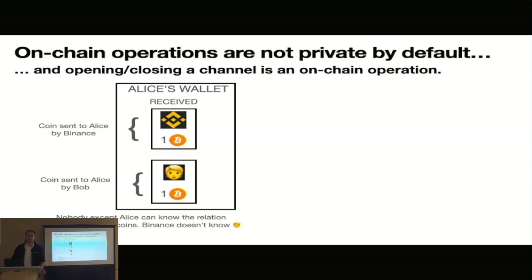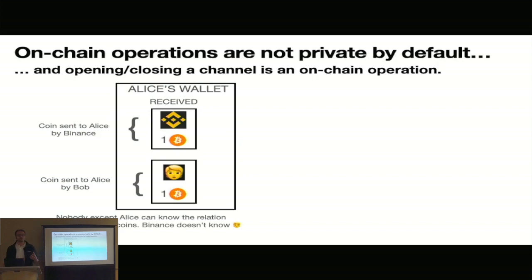Really nice explanation. So the link between the source of funds and the destination of funds. When you receive a coin, the entity that sends it to you obviously knows this coin, so it's not a big issue. But the issue is not really receiving, it's spending. Because here, Alice received two coins, one from Binance, one from Bob. And there is nothing that links these coins together.